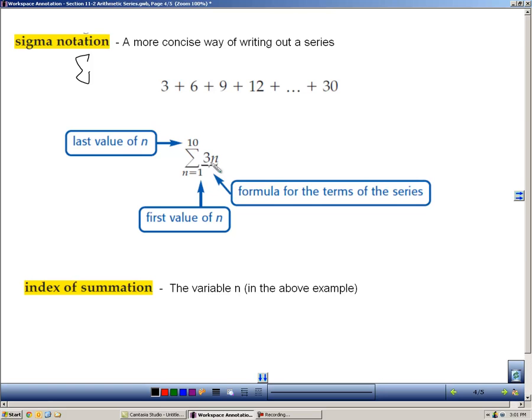And the way you find those 10 values is you put the index, the value for n, in for n. And then you find that. So when I plug a 1 in for n, I get a 3. When I plug a 2 in for n, I get a 6. So the third value of the sequence is a 9, and so on. And then the sigma, the Greek letter, means I'm going to add these all up. The index of summation in this case is the variable that we're using, the variable n. That's just called the index. So this is a nice way for us to write out series in a very concise manner.